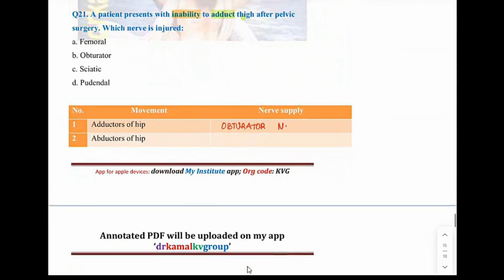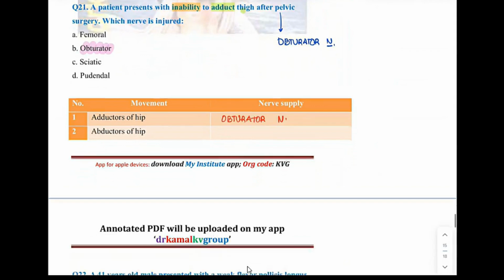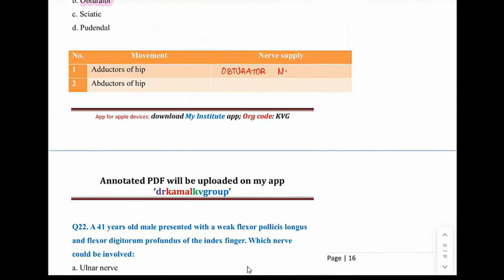So it means during surgery, which nerve is injured? Obturator nerve is injured, and therefore the patient is not able to adduct the thigh, or adduction at the hip. Now abductors we just discussed, the gluteus medius and minimus, which are supplied by the superior gluteal nerve. Okay, so please remember these two important groups.